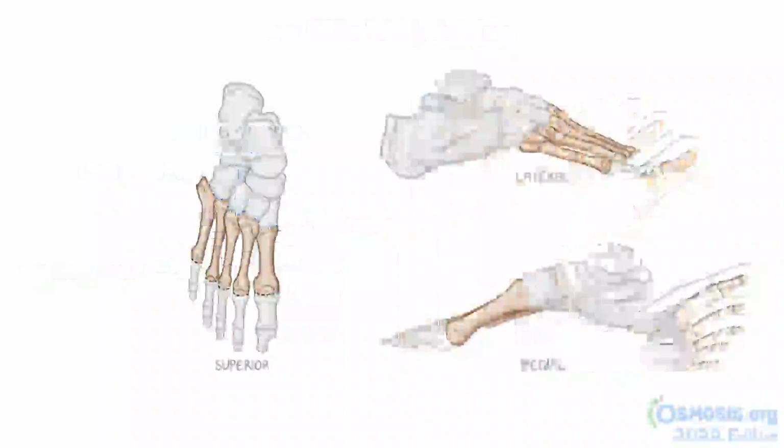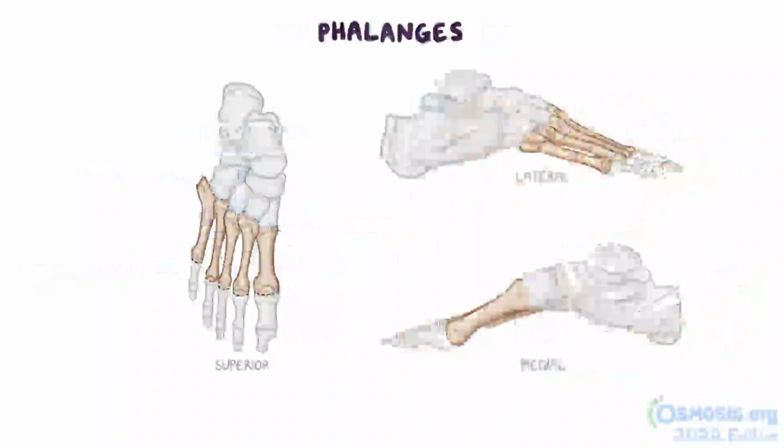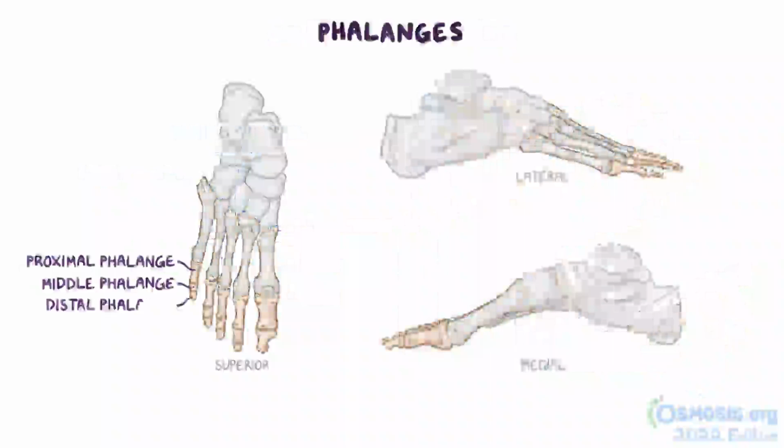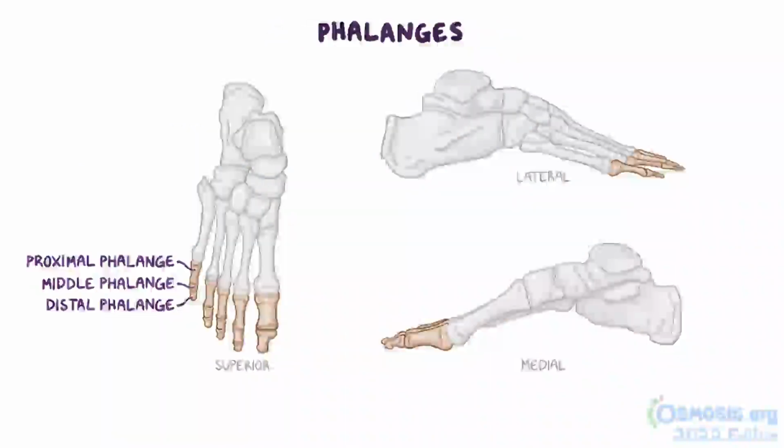And finally, we've reached the 14 phalanges. Each toe, except for the first, or great toe, has a proximal, middle, and distal phalanx, while the first toe has only a proximal and distal phalanx. And each phalanx has a proximal base, a shaft, and a distal head.